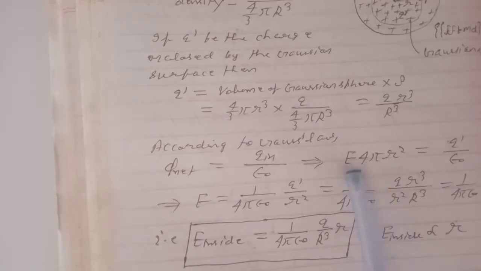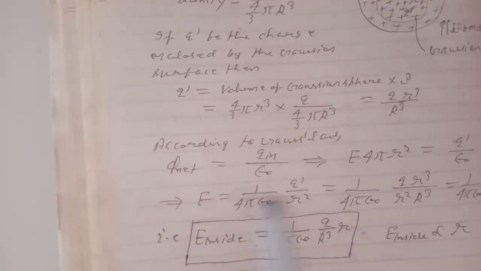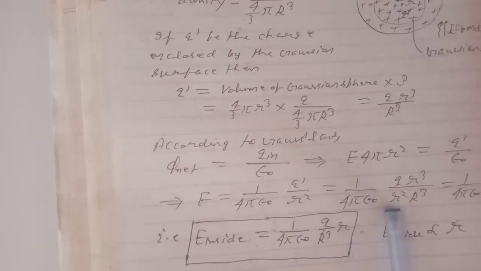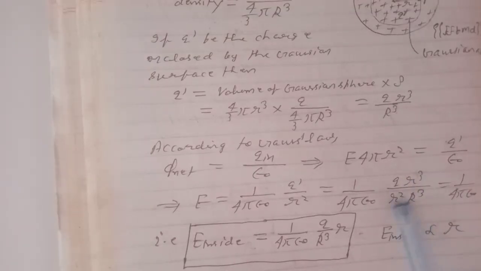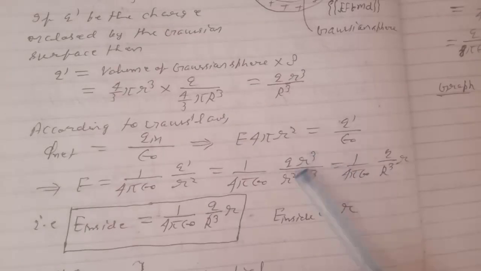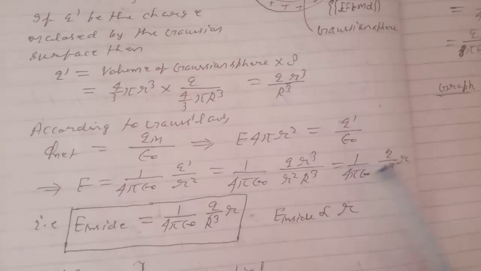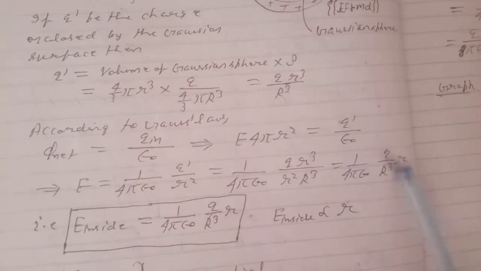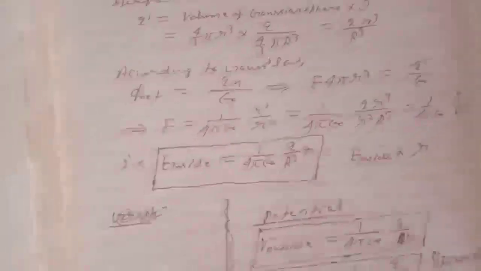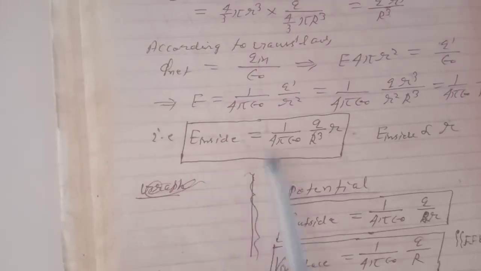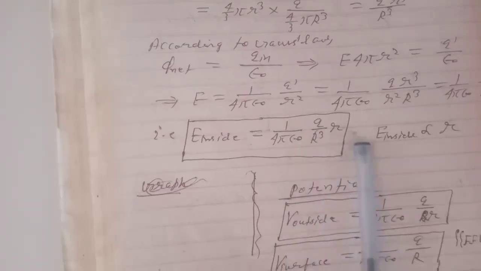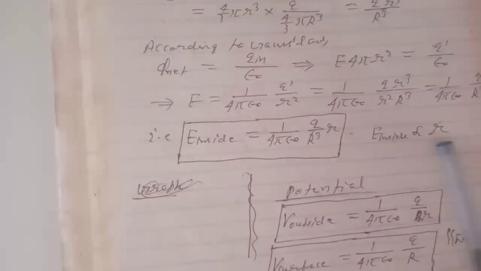So E will be equal to 1 by 4 pi epsilon naught q dash by r square. Putting in the value of q dash, we get Q into r cube by R cube into r square, times 1 by 4 pi epsilon naught. The r square will cancel and only one small r is left. So 1 by 4 pi epsilon naught Q by R cube into small r. So the electric field inside the insulating sphere will be 1 by 4 pi epsilon naught Q by R cube into r, that is, E inside is directly proportional to r.